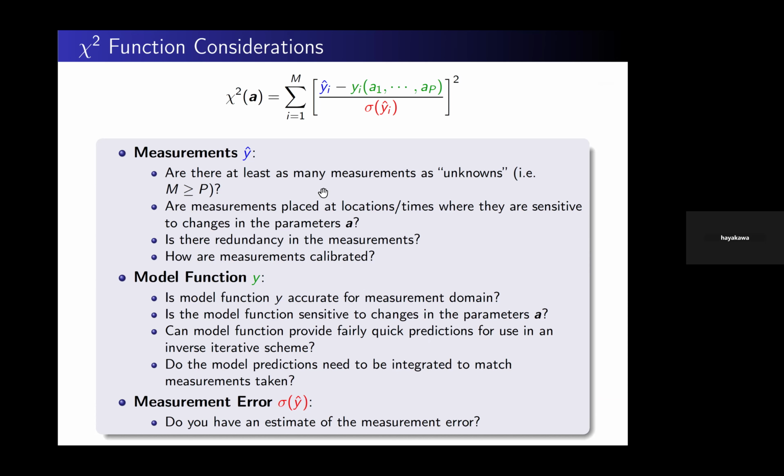Sometimes you might have a lot of measurements, but they're all interrogating the same part of the tissue. You want to be able to sometimes interrogate different parts so that you can tease apart the parameters A and how the measurements were calibrated.